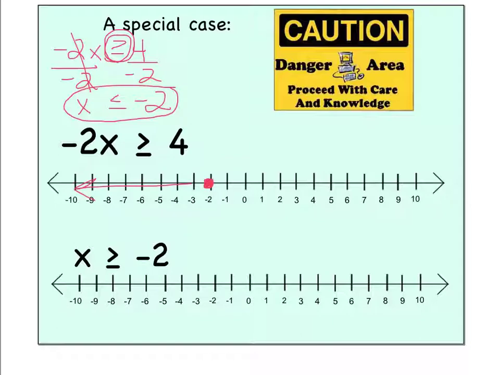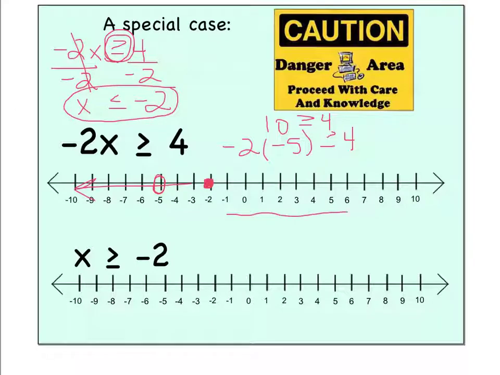And if I checked a point to make sure that I was right, let's take negative 5. So this is just an example. I'm going to check negative 2 times negative 5. Is that greater than or equal to 4? Is 10 greater than or equal to 4? Yes.